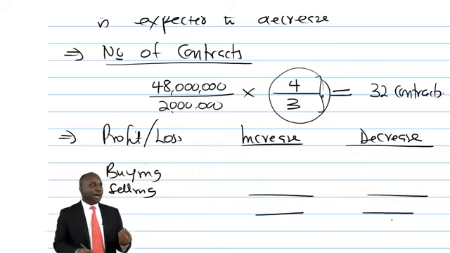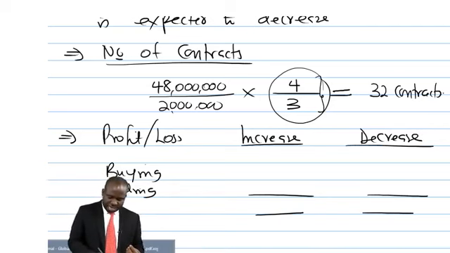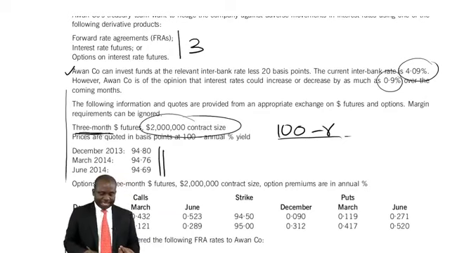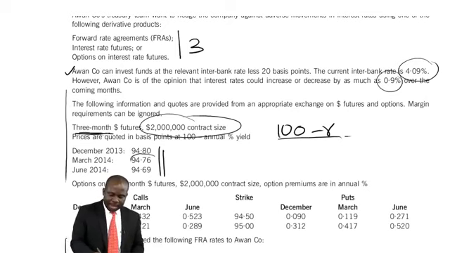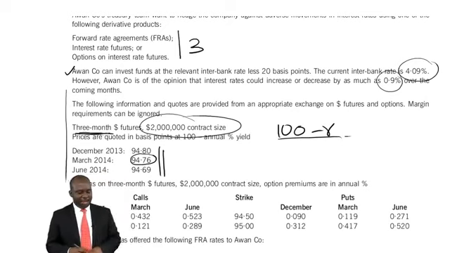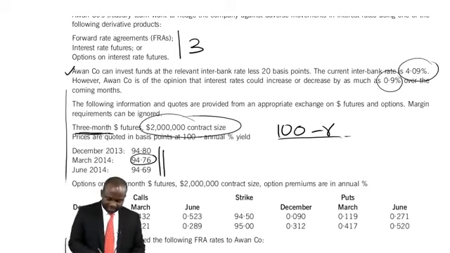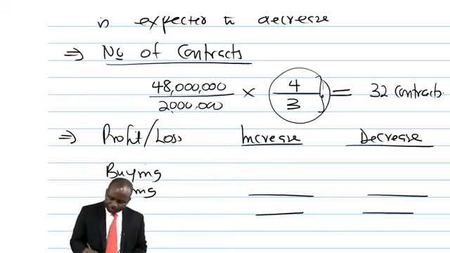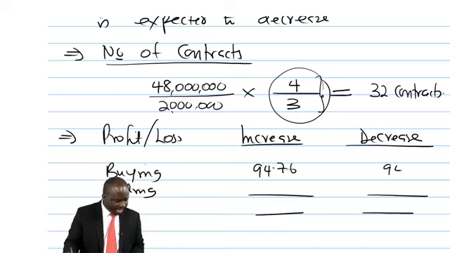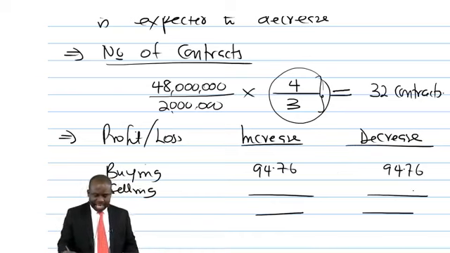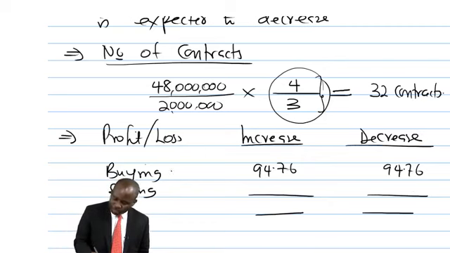Okay, so buying, what is the futures price now? We pick the March contract, and the March contract futures price today is 94.76. I need the closing price. This is the March contract price as at 1st of what? The November. But I will close it as at 1st of what?